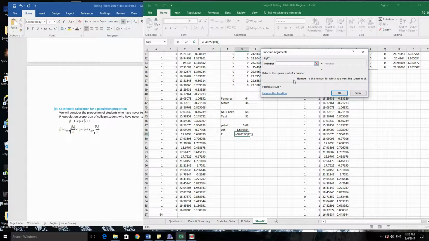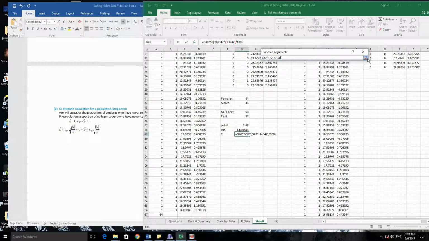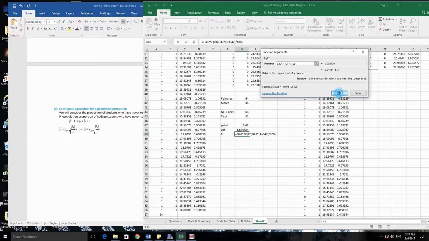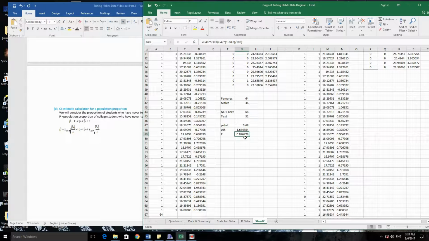I need this number, P hat, but then times 1 minus P hat. 1 minus that number. And then I have to divide that by n, which is, in this case, 100. I don't have n in my worksheet, so I can't identify a cell. So it's that. Okay, so if I do okay, I have the margin of error now.